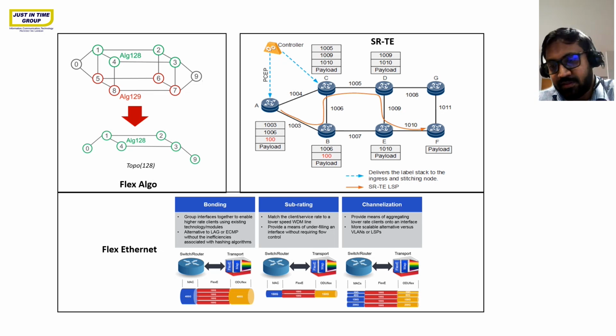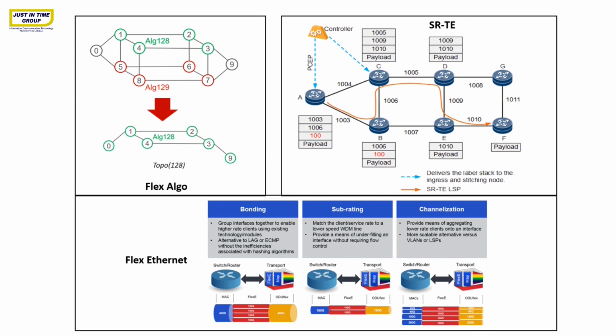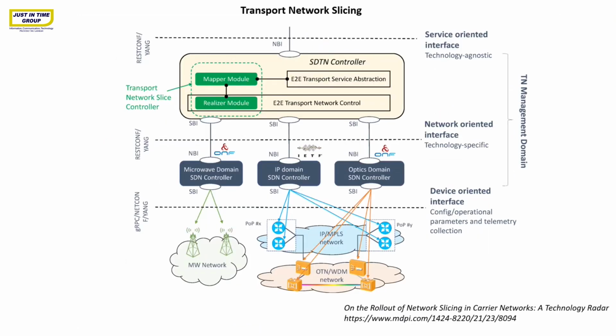And the other aspect is Flexible Ethernet, FlexE. That means you'll be inserting some sort of FlexE shim in between the MAC layer and the PHY layer. FlexE can provide you the capability to do channel bonding, subrating, and channelization. We went through all that in detail in the last webinar on transport network. So those are the ways that we can do slicing in a typical transport network.